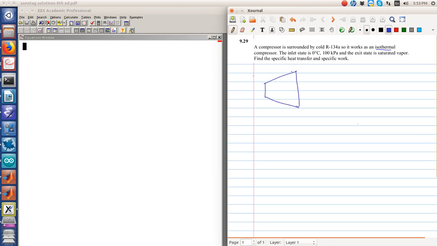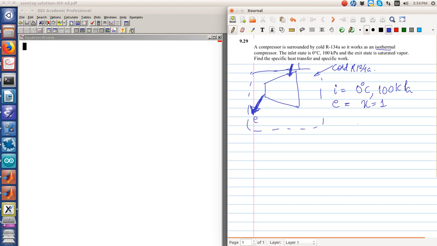So if we draw a compressor, this is the inlet and the exit. It is surrounded by cold R134A. This whole thing is almost submerged in cold R134A. So the inlet to the compressor and the exit are specified. The inlet state is 0 degrees Celsius, 100 kilopascal. The exit state is given as saturated vapor. What is the specific heat transfer and the specific work?